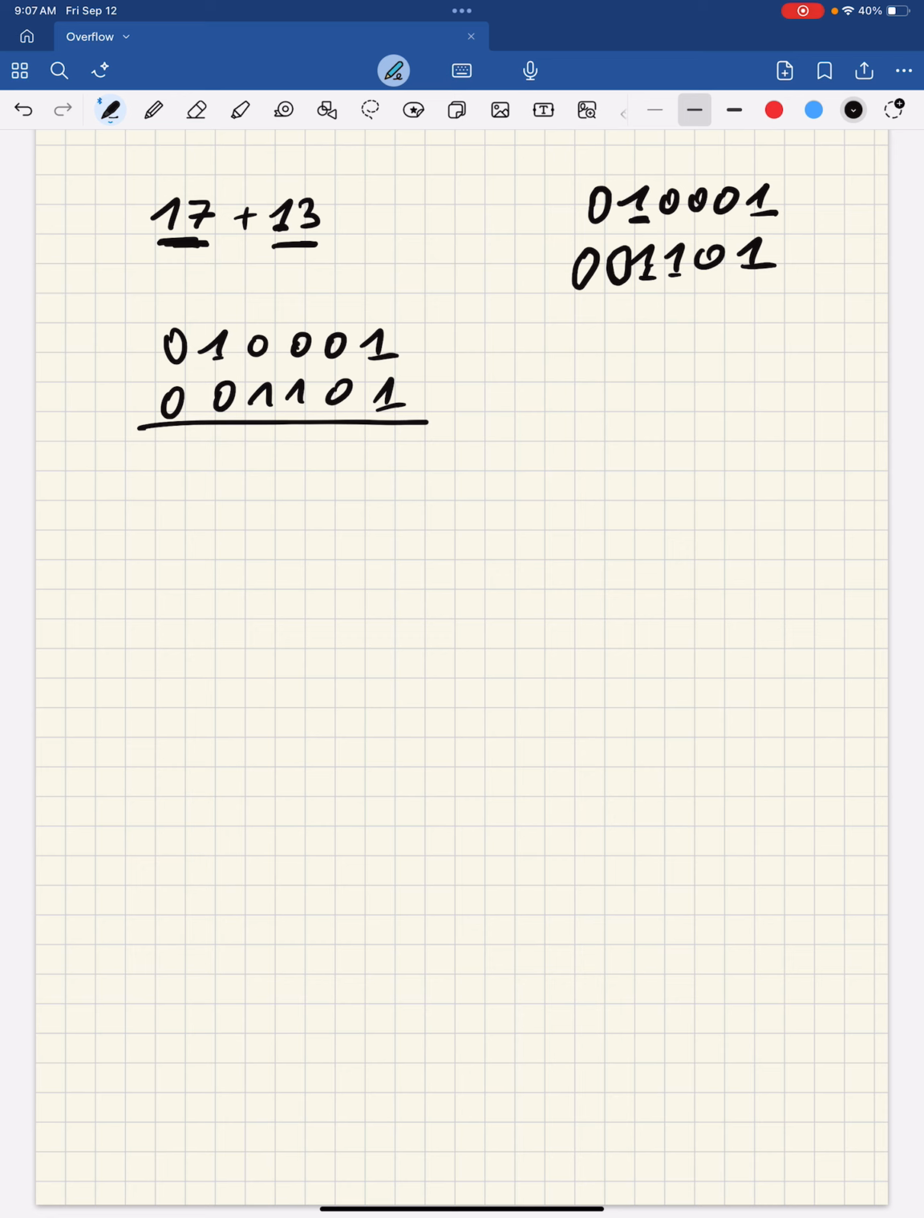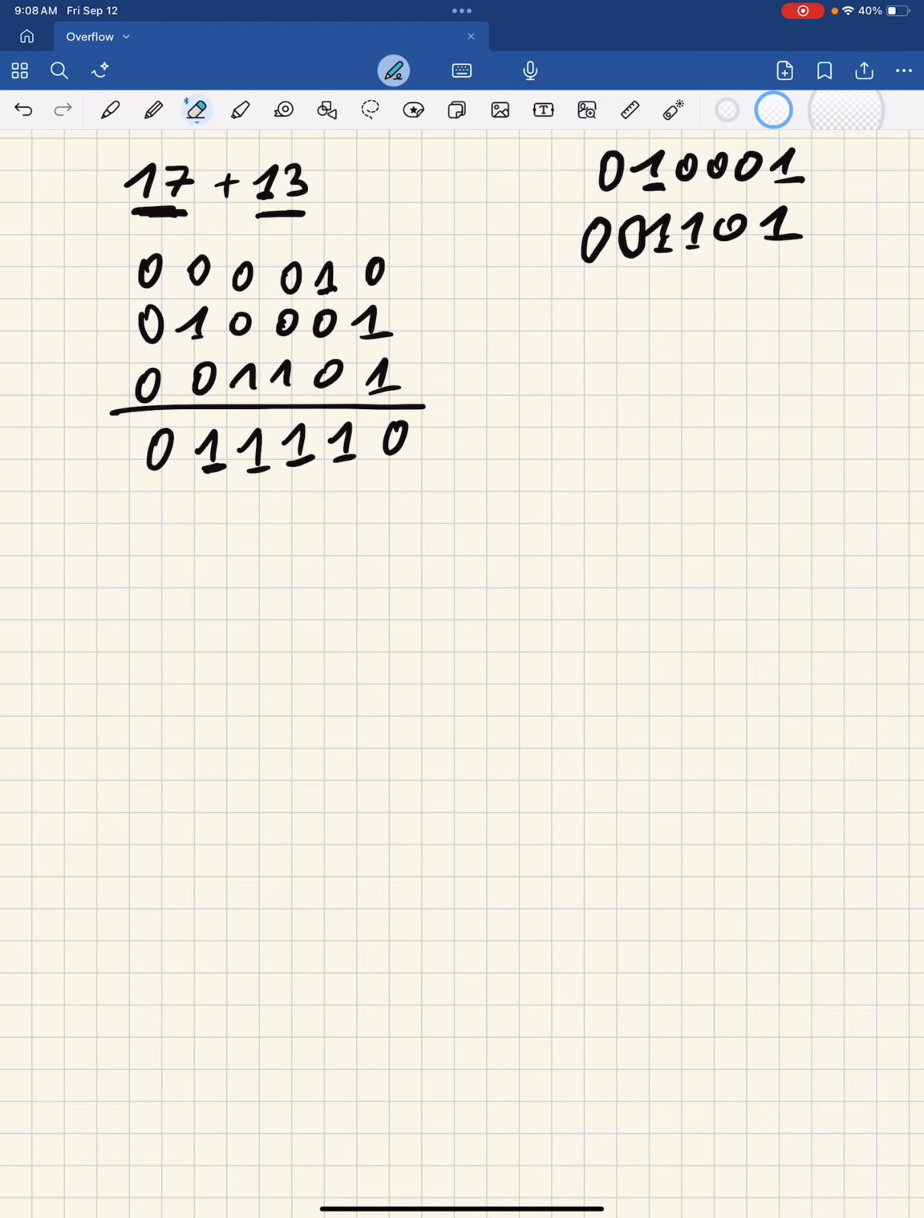We always start from the rightmost position, and we start with a carry that has a value of 0. We have 1 plus 1 plus 0 that gives us 0, and the carry for the next position is 1. Then 1 plus 0 is 1, and the carry for the next position is 0. 0 plus 0 plus 1 is 1, and the carry for the next position is 0. 0 plus 0 plus 1 is 1, and the carry for the next position is 0. 0 plus 1 plus 0 is 1, and the carry for the next position is 0. And here we have 0 plus 0 plus 0 is equal to 0.